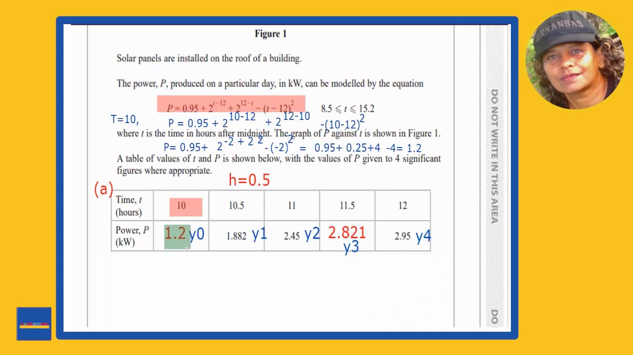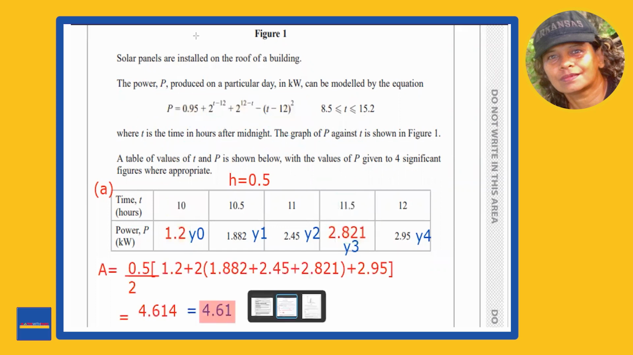Now I'm going to do the same thing and substitute T equals 11.5 in the given equation, and I will end up with this answer of 2.821. It's just a direct substitution, and you can use your calculator to get it. I'm going to clear all of this, because now I'm going to talk about how to do part B. So let's go to part B.